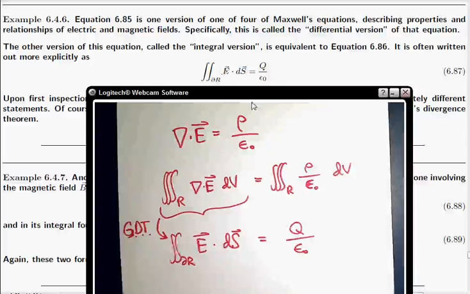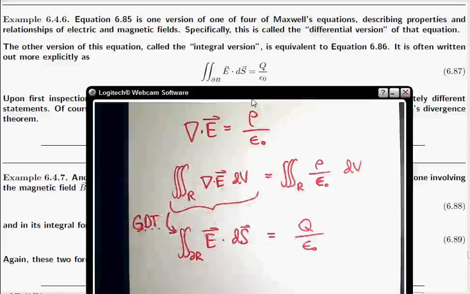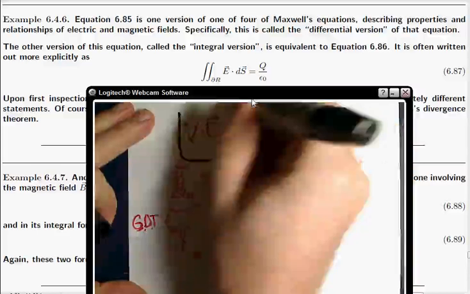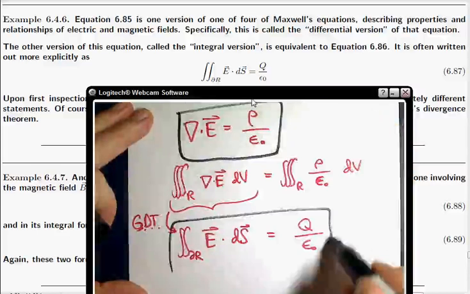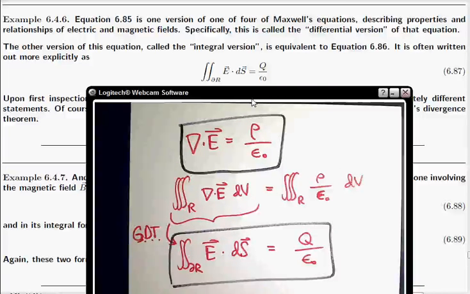And that's why, by the way, because this is such a short connection, they call these two equations that look kind of different on first glance, different versions of the same theorem. Each one is an immediate conclusion of the other by way of Gauss's divergence theorem. Is everybody happy with that? All right.